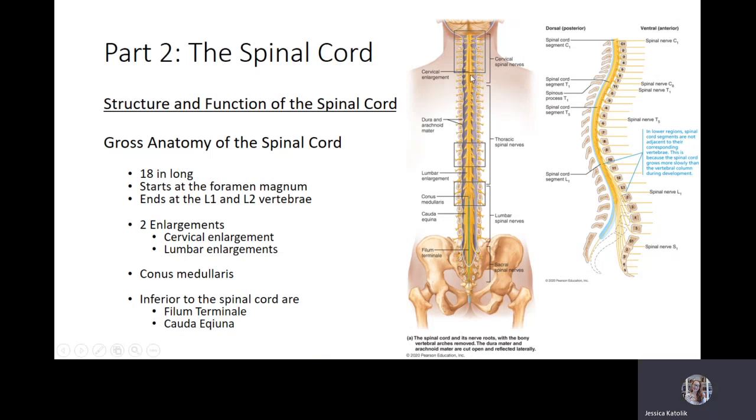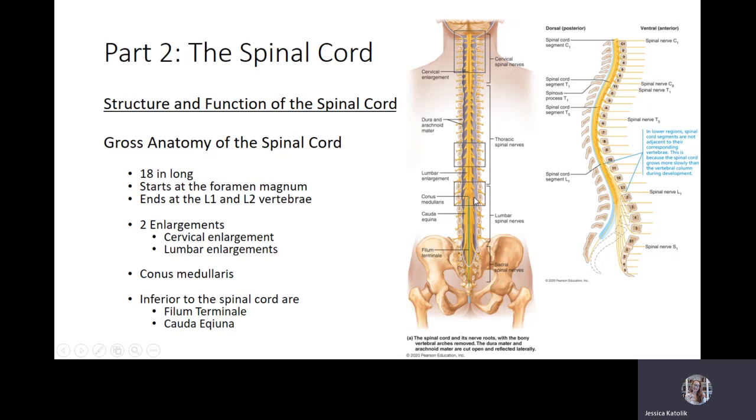The spinal cord will travel down the vertebral column through the vertebral foramen, and the spinal cord will actually stop at L1 and L2 vertebrae. It does not go the full length of the vertebrae, so it won't go all the way down to the coccyx. Rather, it's going to stop right here in the lumbar region.